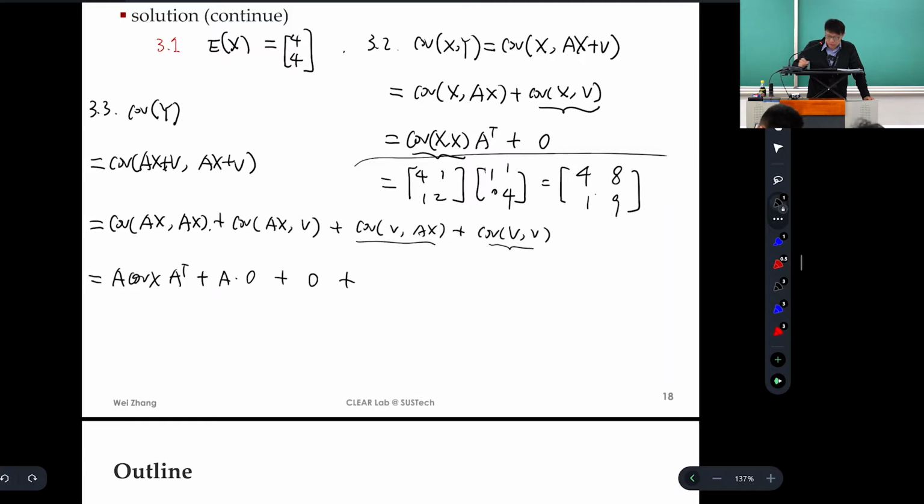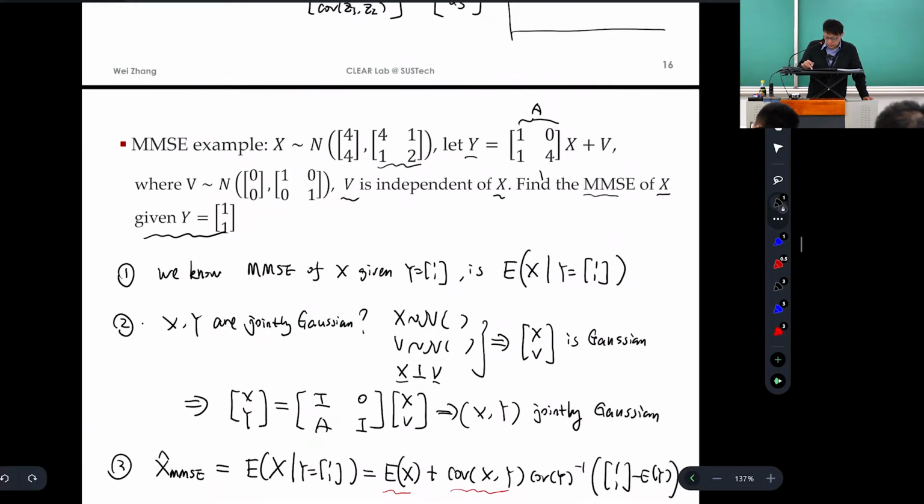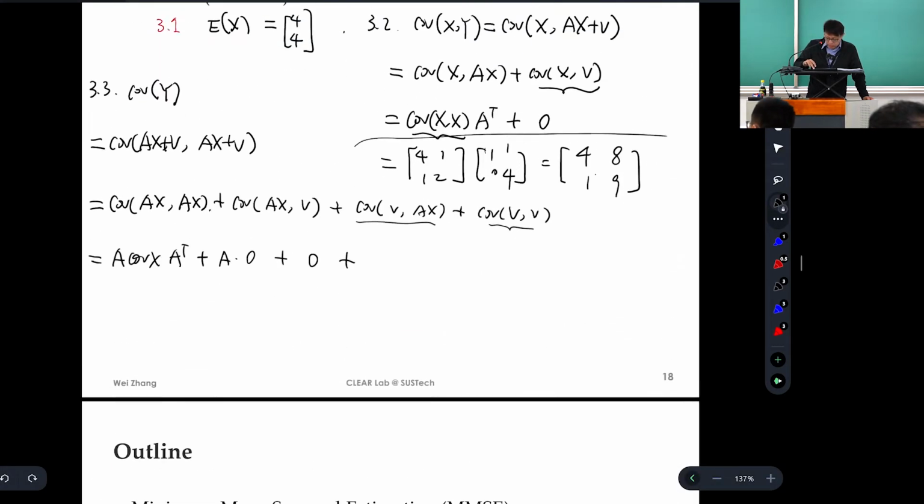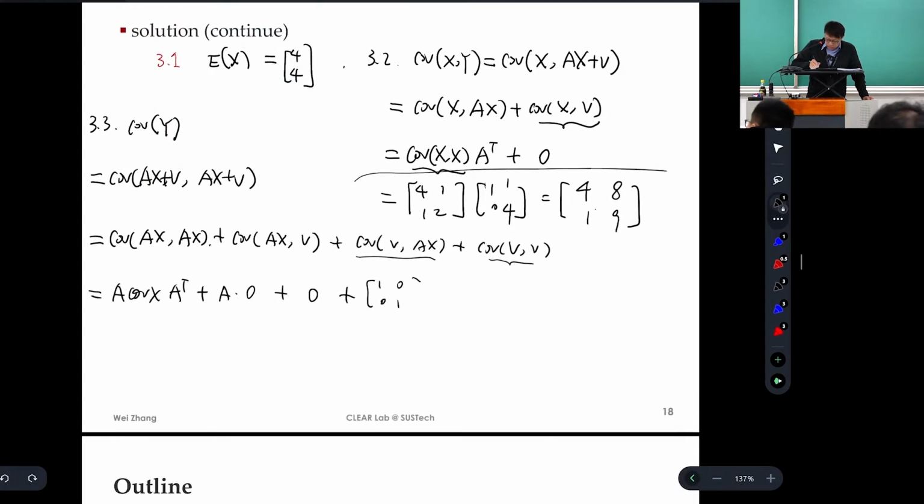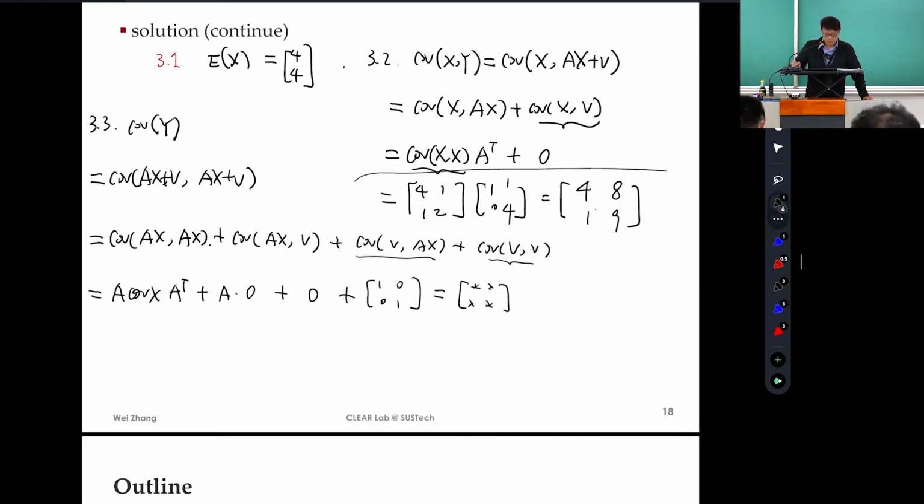And is this guy 0? No. Why not? It's noise. Expectation is 0, covariance is not 0. Otherwise it's not a random variable anymore. So what's the covariance of V and V? Identity, right? I told you, so that's 1, 0, 0, 1. So overall I will have something that I don't care about, right? You should care. During class, I don't need to care about those calculations.